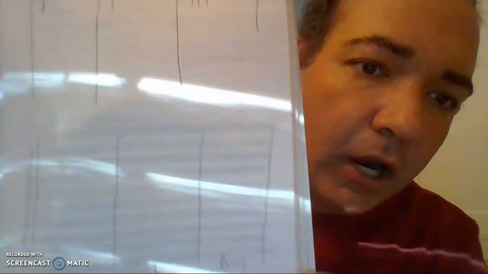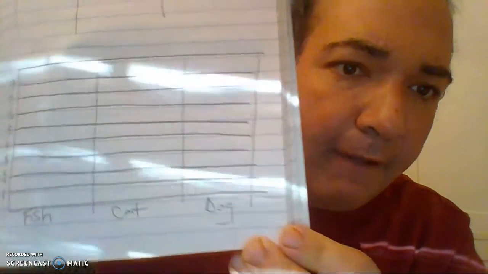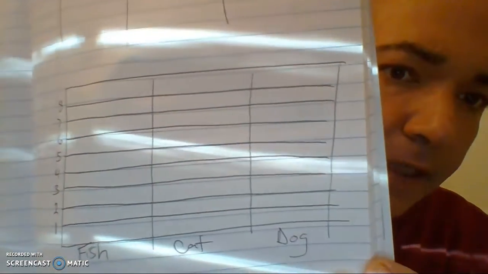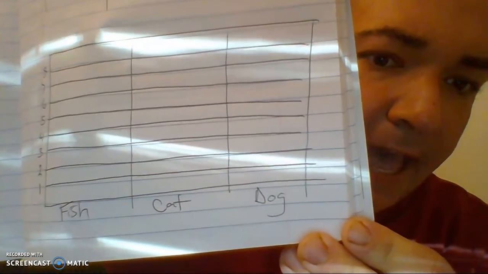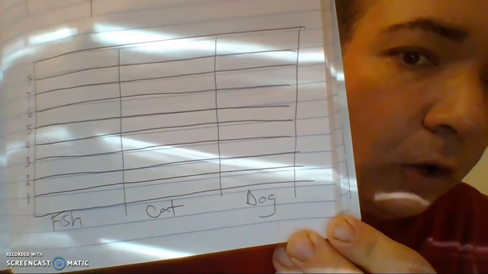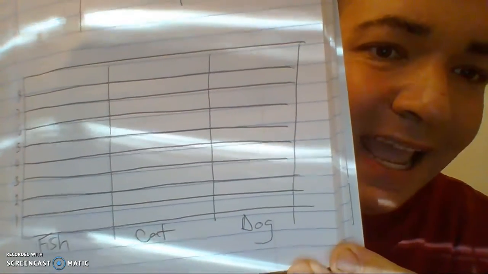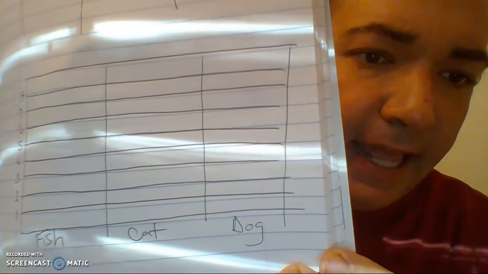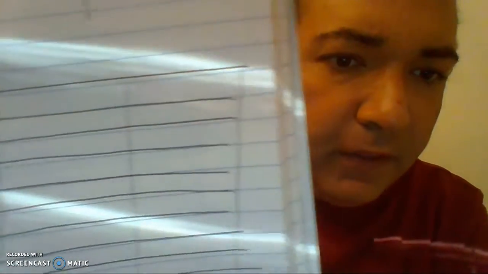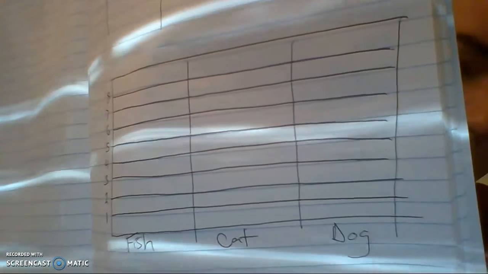Below the tally chart, I created a bar graph. Do you see my bar graph? There's my bar graph where I have fish, cat, and dog at the bottom. And then I'm going to color up depending on how many people said they like that animal. If you notice over on the side, there are numbers up my bar graph. That's where I'm going to color.